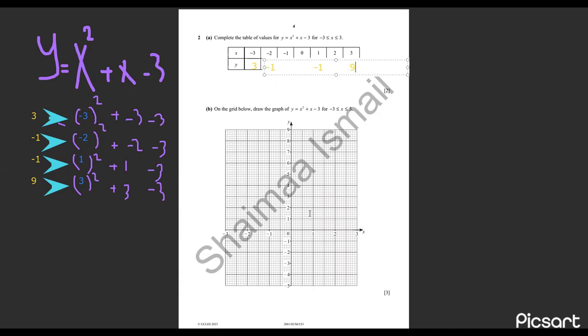Then we apply this on the graph. We put our points clearly, sharp with pencil. Okay, let's do this. So here we are going to put negative 3, 3, and negative 2, negative 1, negative 1, negative 3, then 0 and negative 3, then 1 and negative 1. And here we have 2 and 3, and the last one here is 3 and 9.